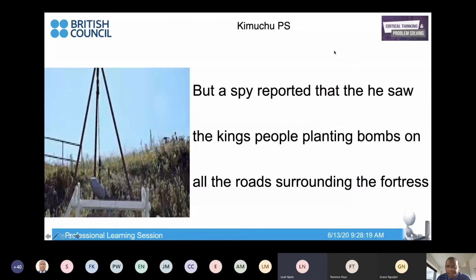Kimutu? Baraspai reported that he saw the king's people planting bombs on all the roads surrounding the fortress. Kamwangi.